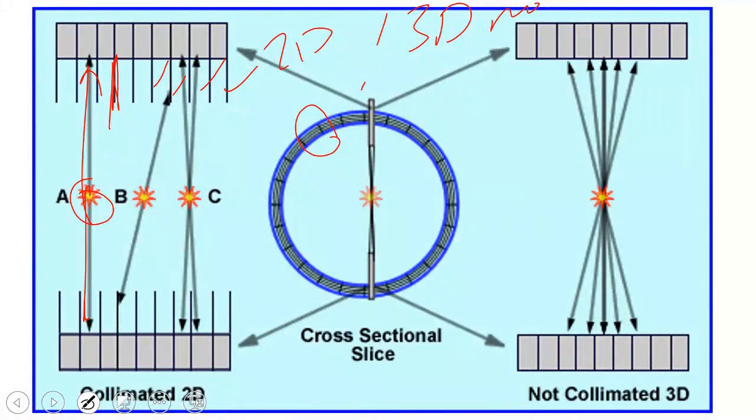So they created something called 3D mode. And in 3D mode, there is no collimator. Look, in 3D mode, there are no septa. The photon will come to you at any angle. It will be received, whatever your angle is, it will be received.